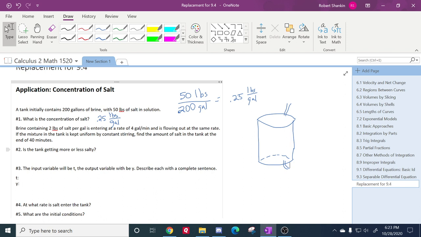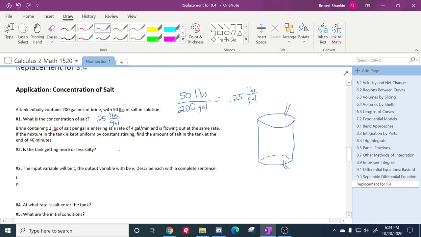All right, let me call in group 6. Is it getting more or less salty? Anybody in group 6? You can always pass. All right, let's go to group 7. Is the tank getting more or less salty?